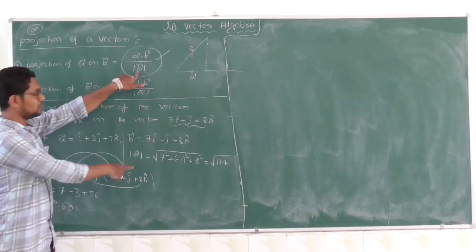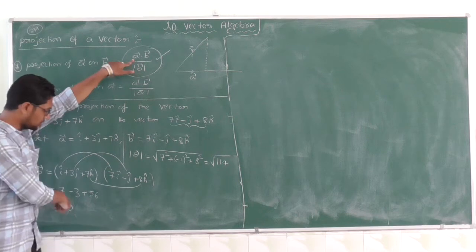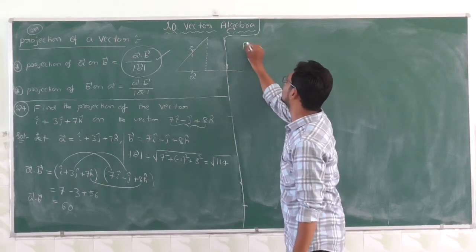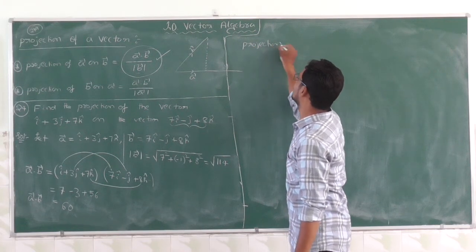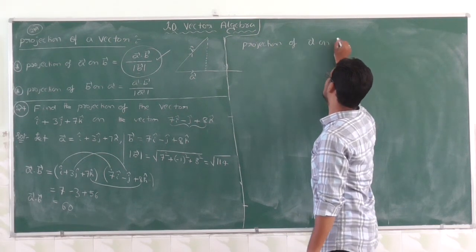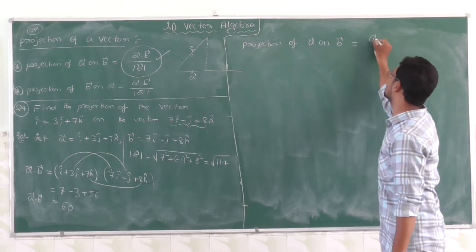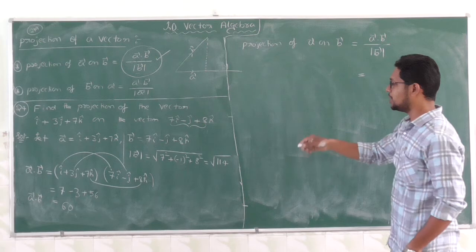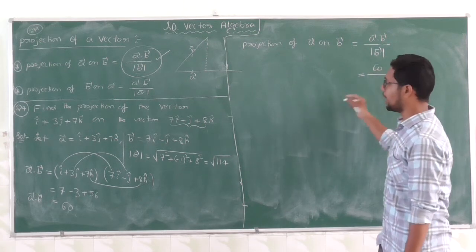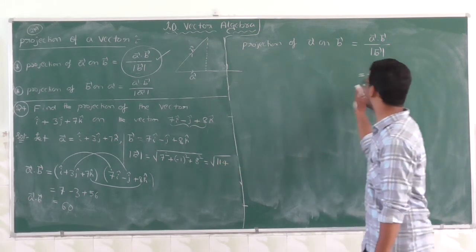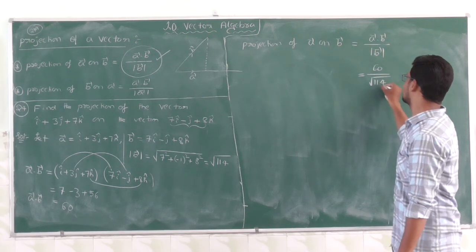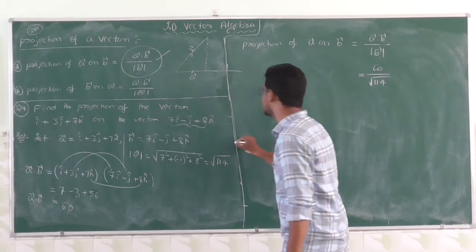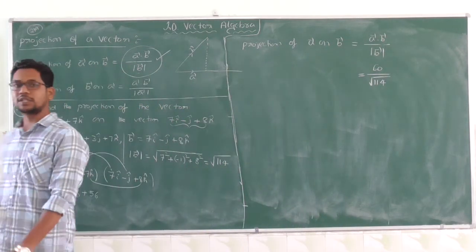Okay. We have the magnitude of B. A dot B also we have. We just substitute. Projection of A vector on B vector equals A dot B divided by magnitude of B. That equals A dot B, which is 60, divided by the magnitude of B, which is the square root of 114. Square root of 114.